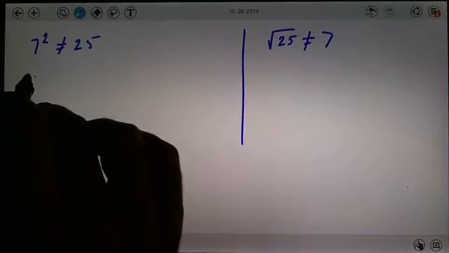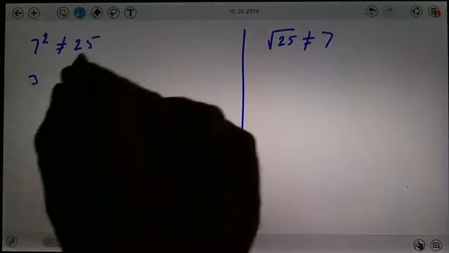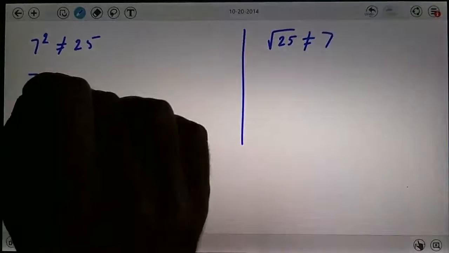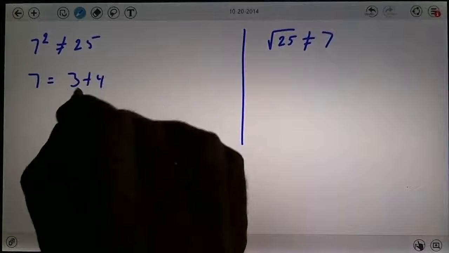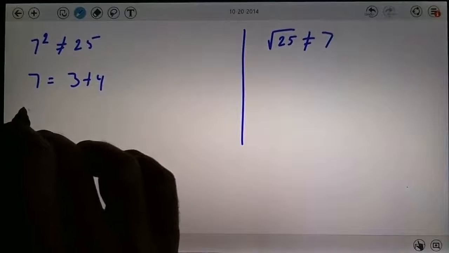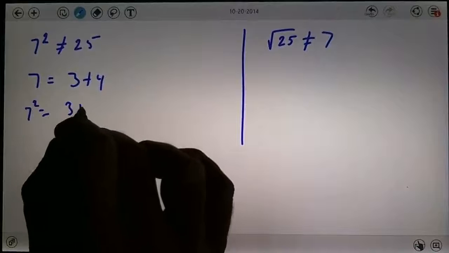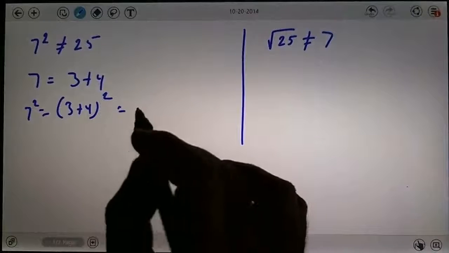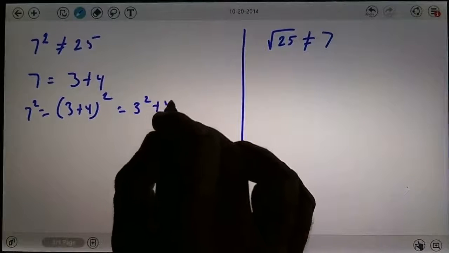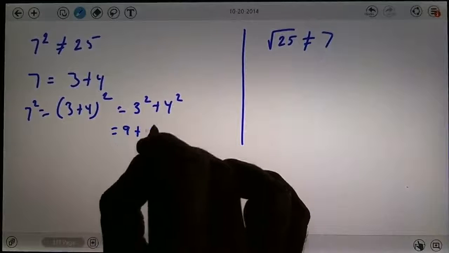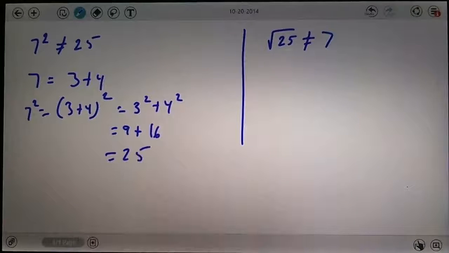Notice, 7 is equal to 3 times 4. Oops, so let's say 7, not 3 times 4, but 3 plus 4. So if I square 7, that should be 3 plus 4 squared, which is 3 squared plus 4 squared, which is 9 plus 16, which is 25.